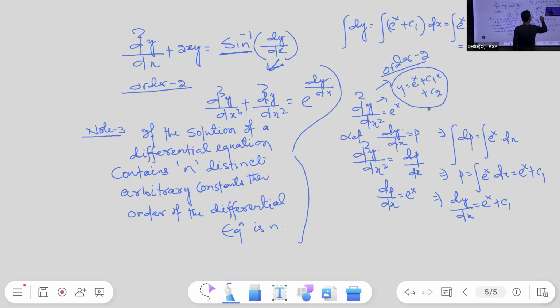The solution of this differential equation contains two distinct arbitrary constants. One is c1, other is c2. Hence, the order of the differential equation is 2.